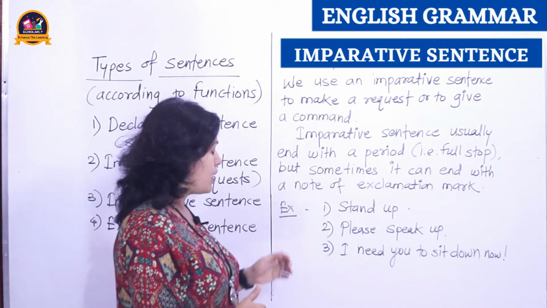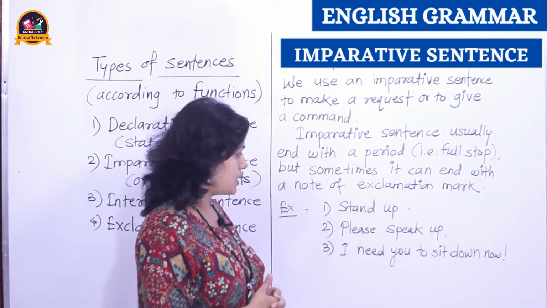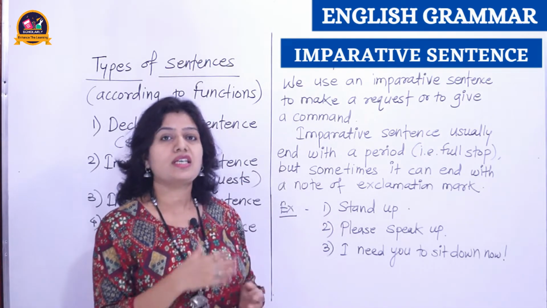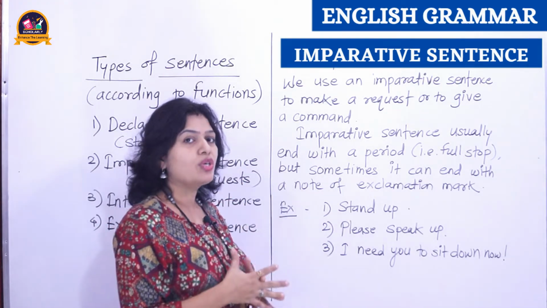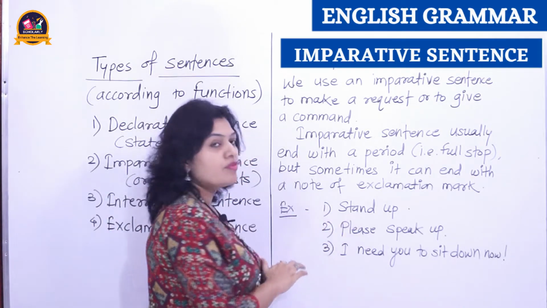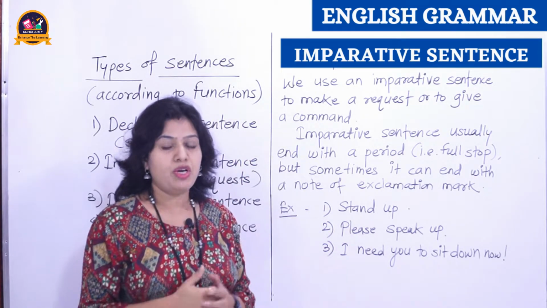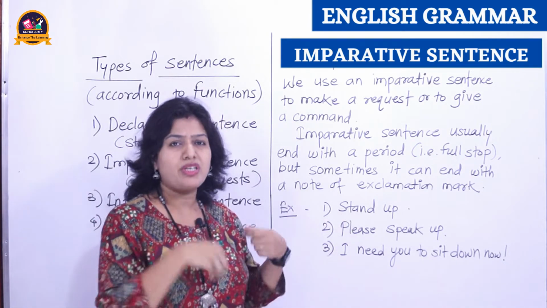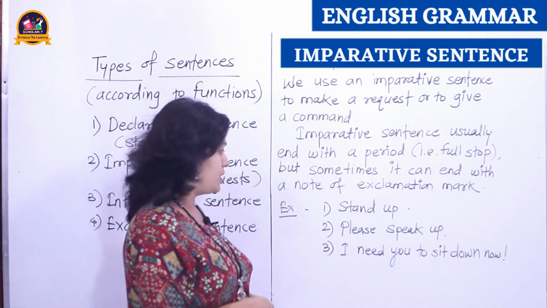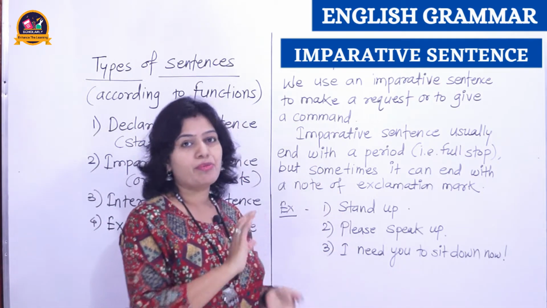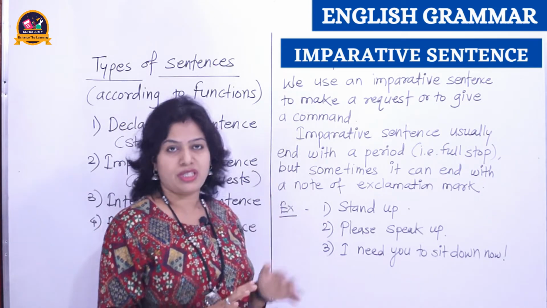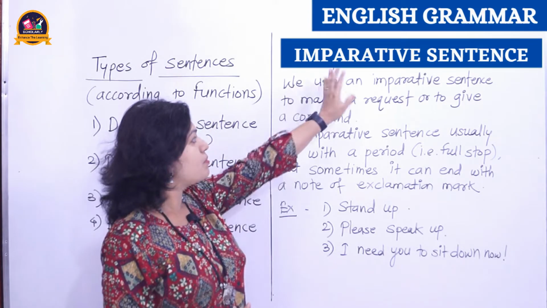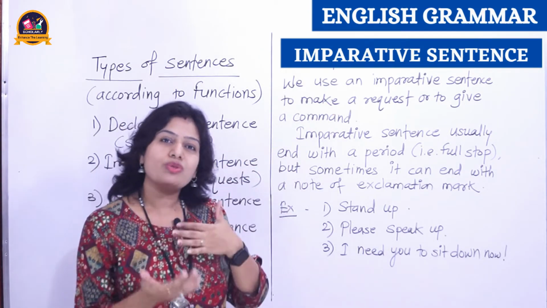One more thing I want to tell you, that if you notice these sentences, mostly the subject in these sentences is not visible. We cannot see the subject. For example, stand up. Here we want to say you stand up, but this you is not seen in this sentence, but it is there. It may be invisible, but it is there. So the subject may be invisible in imperative sentences, but it is there. So keep it in your mind. So this is the second type, that is imperative sentences. Let's move on to the next one.